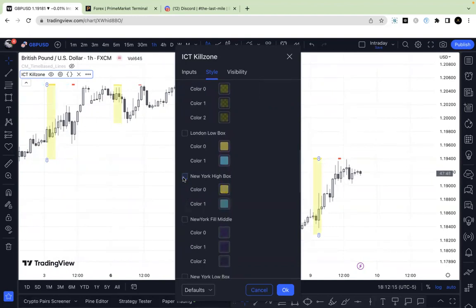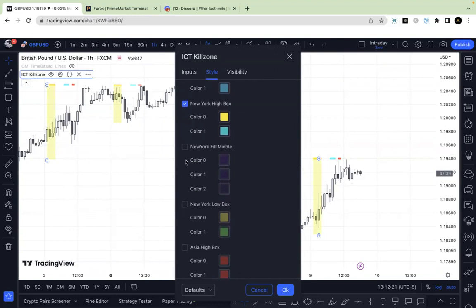The high of the day boxes are really not optional. I would highly recommend New York fill middle. Once again, that just does the New York session fill for the time, and you can change it to whatever color you want to.